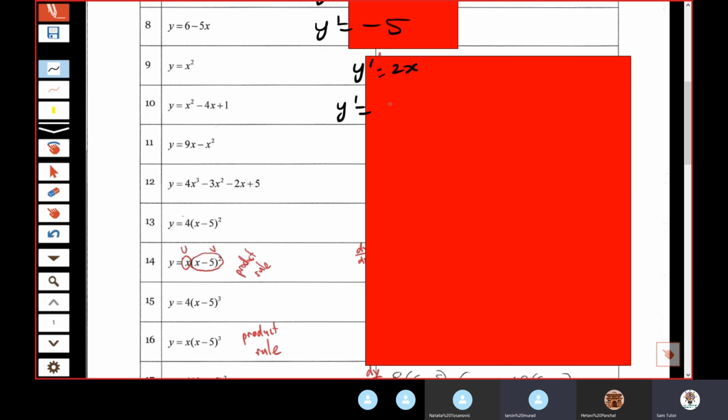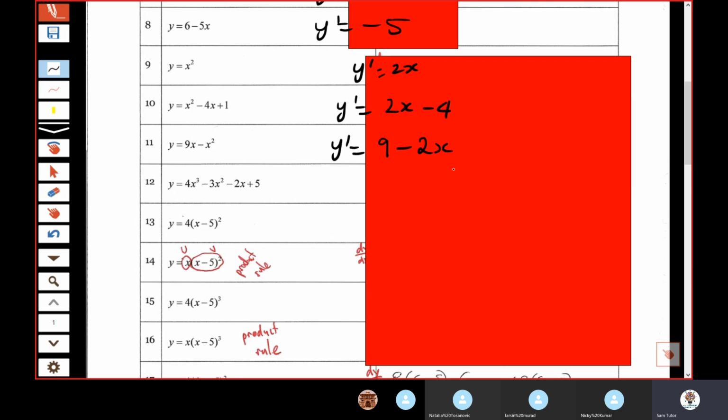2x minus 4. 2x minus 4. Y dash equals, Nikki. 9x minus 2. Ooh, no, not right. You want to try it one more time? 9 minus 2. Oh, very close. 2x. This squared must decrease by 1 power. So it's going to become an x.